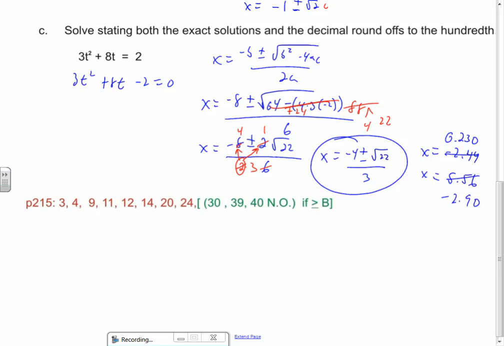So 0.230 and negative 2.90. Hey, what's the moral of the story? If they do ask for exact, be careful punching in. You got to navigate through square roots. You got to navigate plus minus buttons. You can either use parentheses. And remember, it's the whole top divided by the bottom. So you got to sum the top before you divide by the bottom.